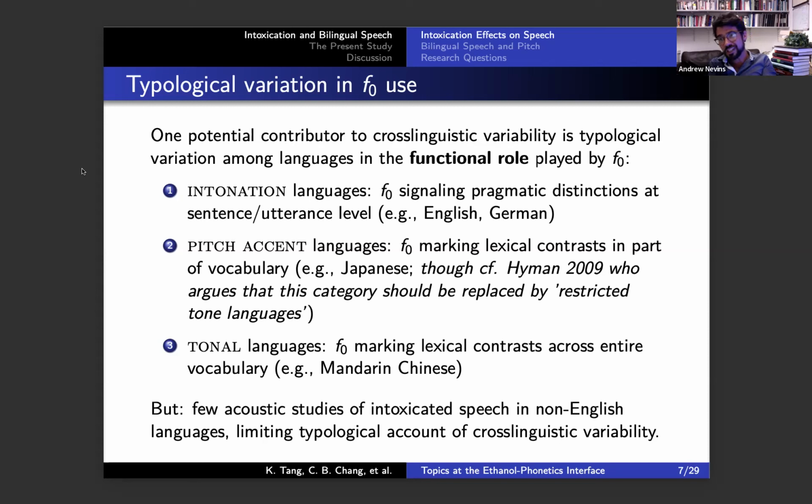So those three different kinds of ways of using F0 are different functional roles for the same phonetic ingredient. That is, different languages choose different ways to make use of this dimension. We have F0 either for sentence level intonation, for lexical tone, or for pitch accent, which is something that's kind of in between, but as Larry Hyman would say, probably closer to a tone language with more restrictions on its tone. Now, although there have been people in different labs that have studied alcohol and its cross-linguistic effects, not too many people have studied intoxicated speech from a cross-linguistic perspective. And that was our aim here.